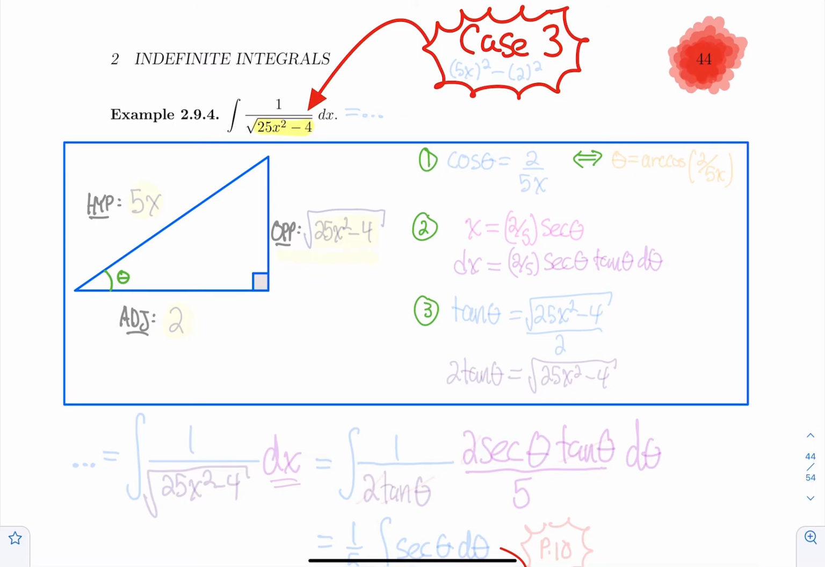And here, your things are being squared. So 25x squared is 5x squared, so your f here is going to be 5x. And the 4 is 2 squared. So when you set up your right triangle, the hypotenuse is going to be 5x and the adjacent side is going to be 2. And then by using Pythagoras' theorem, 25x squared minus 2 squared, which is 4, so the opposite side is the square root of 25x squared minus 4.